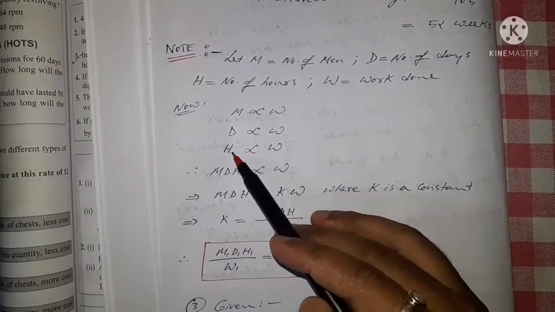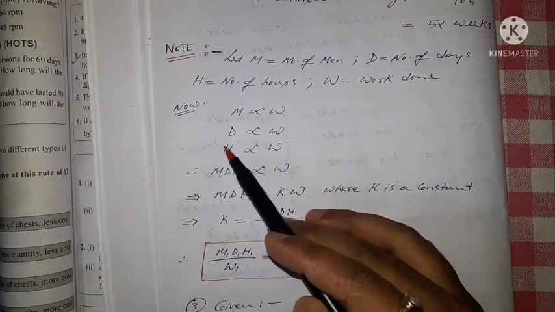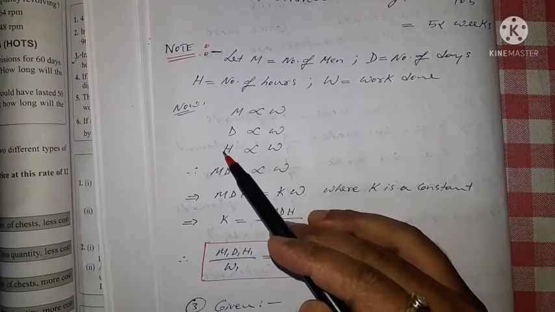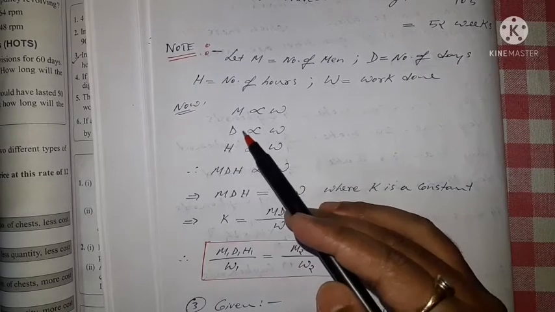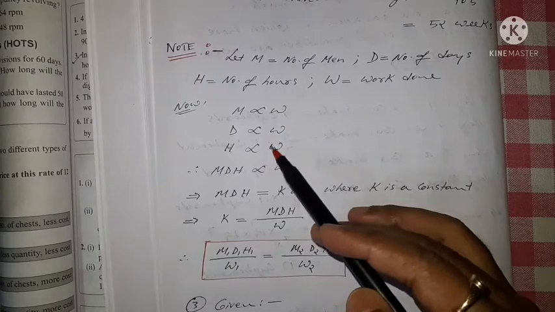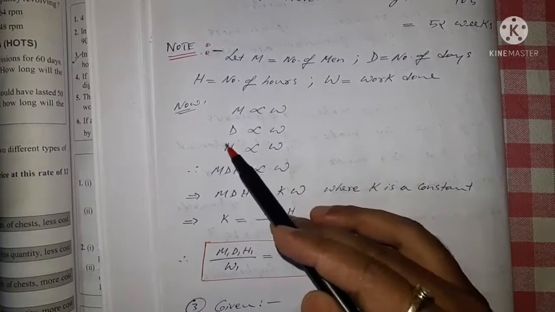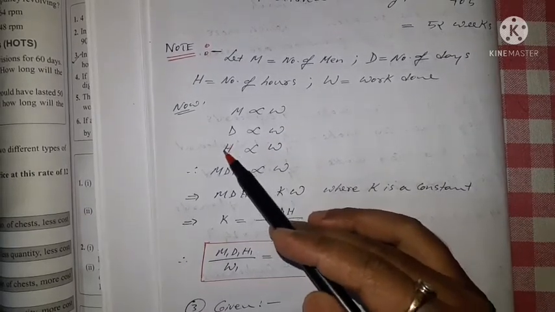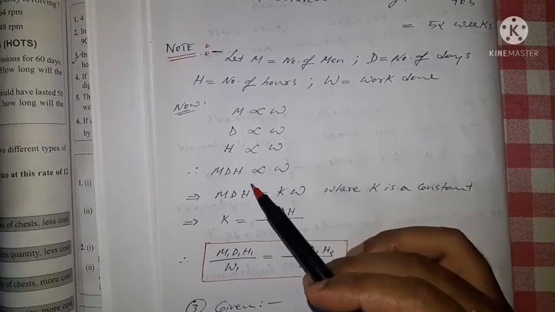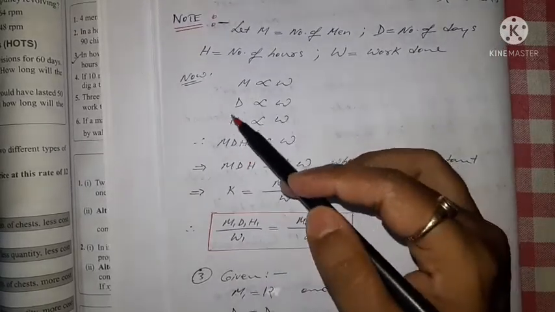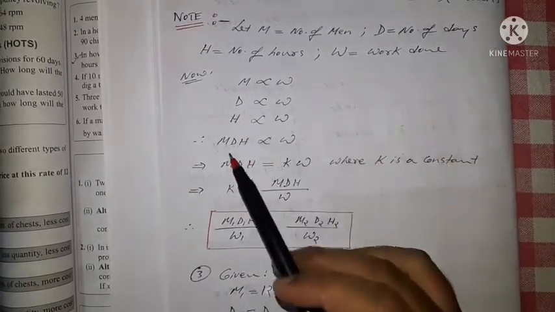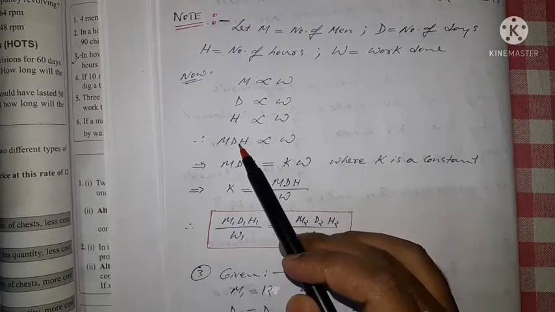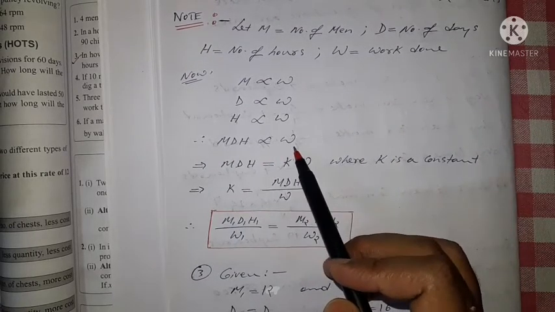Similarly, if the number of hours, that means the working hours in a day, increases, then the amount of work will also increase. If the working hours in a day increase, the amount of work done will also increase. So if we combine these three, we can write like this. Therefore, m into d into h is directly proportional to w.